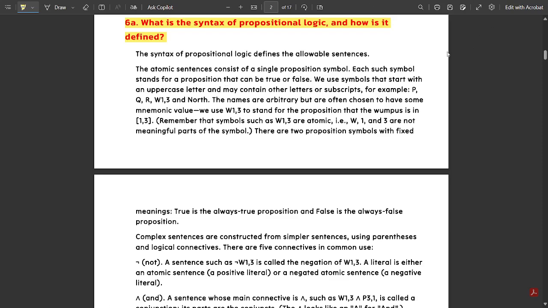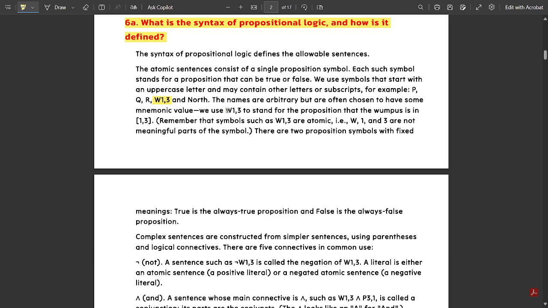Okay, we use symbols that start with an uppercase letter and may contain other letters or subscripts. For example, P, Q, R, W1,3 and not. Okay, W1,3 stands for the Wumpus at 1,3. Okay, the names are arbitrary but are often chosen to have some mnemonic value.